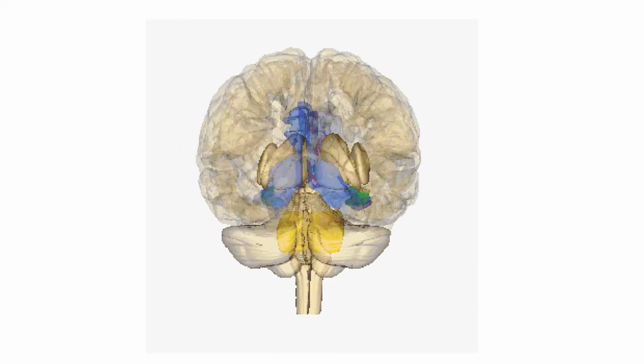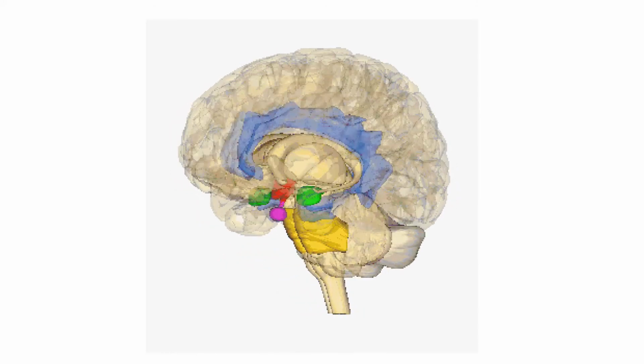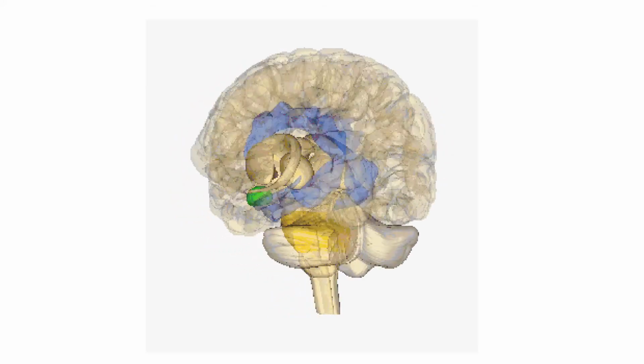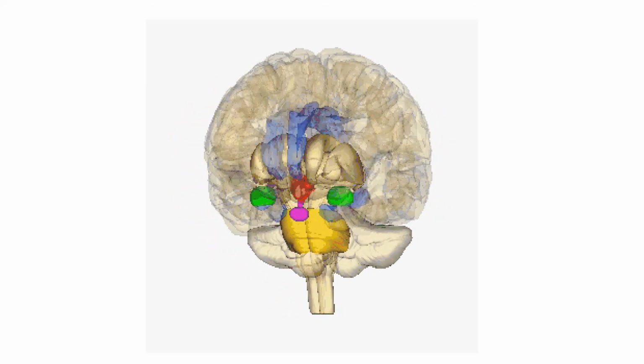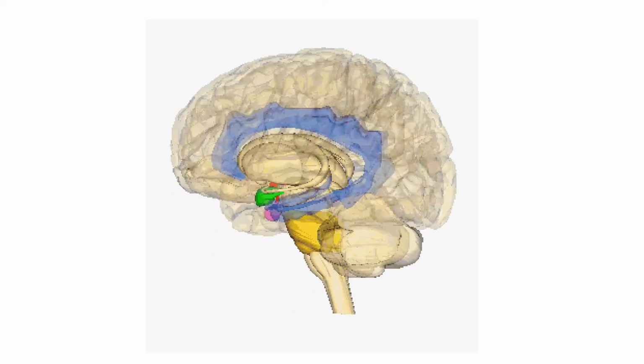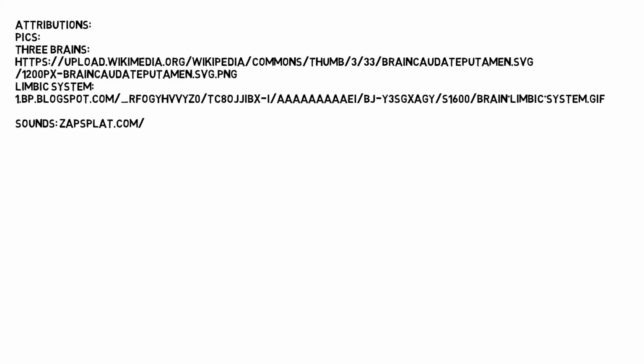This final picture shows the brainstem in yellow, the limbic system in blue and green, and the neocortex is tan. The neocortex lies on top, draped over the limbic system, and the limbic system encircles the brainstem. This ends the video on the 3 brains.